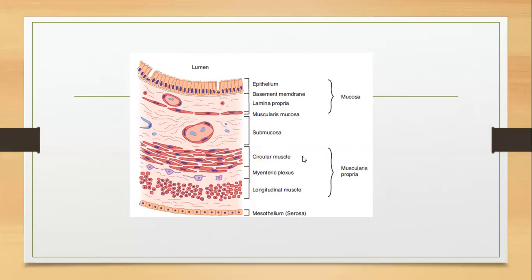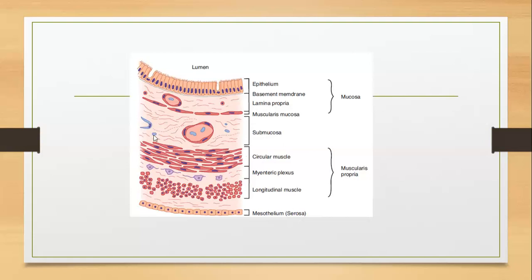Then we have another web or layer of neural tissue which lies between the circular muscles and the longitudinal muscles. And this is known as the myenteric plexus. My represents the myo for muscles. Enteric represents the GIT. So it's the plexus of neurons that is seated between the circular and the longitudinal muscles, or between the muscle layers. So myenteric plexus between the muscle layers.